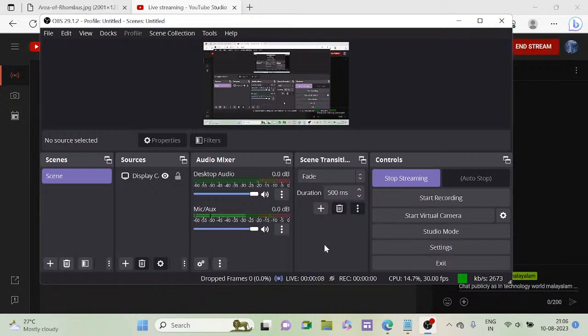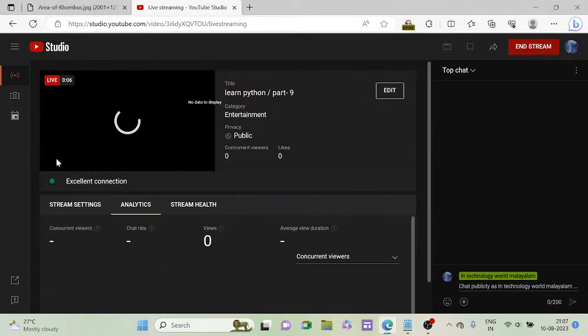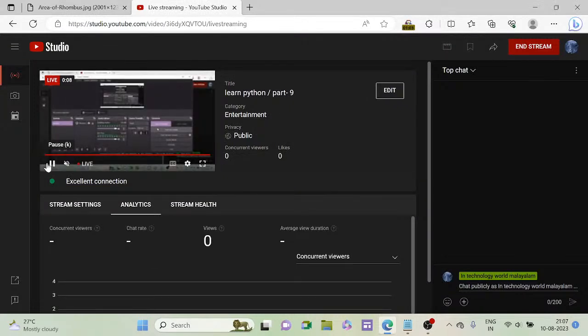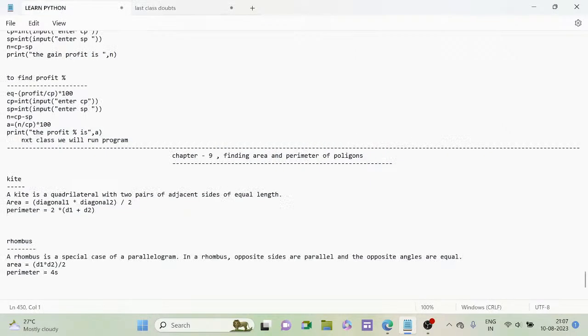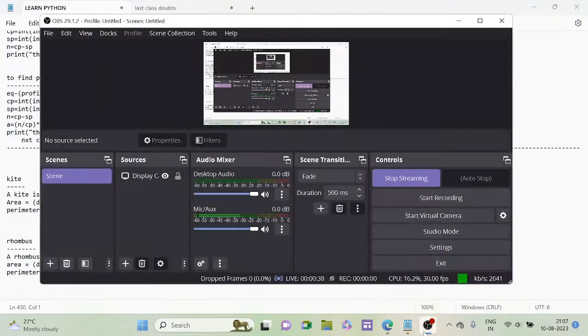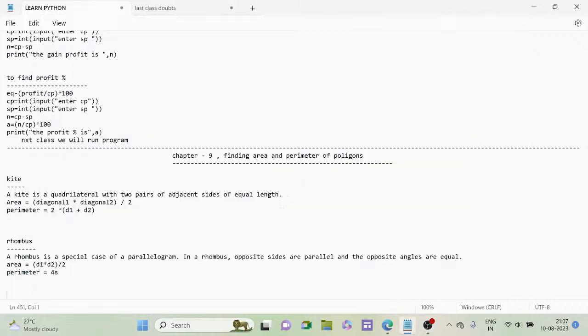Today we will be learning some more chapters. We will go to our next chapter, chapter 9, finding area and perimeter of polygons. Here we will be writing a program to find the area and perimeter of a kite and rhombus. In the previous sessions we did a square and rectangles, but in this session we will be going with kite and rhombus.